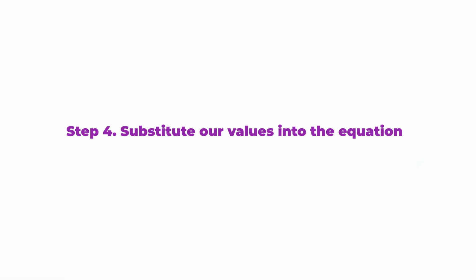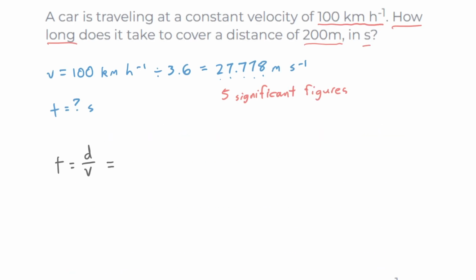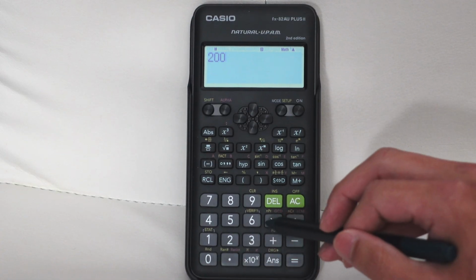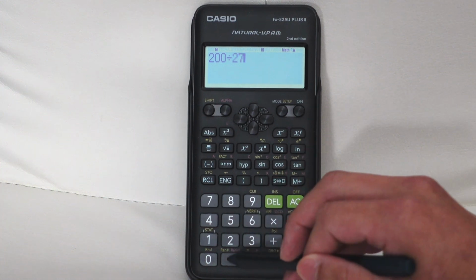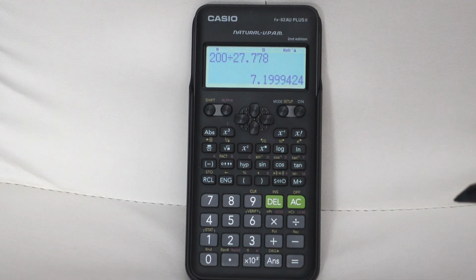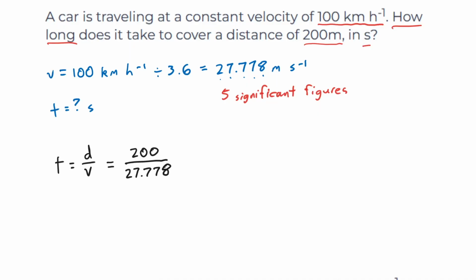Step 4. We substitute the values. So t is equal to 200 divided by 27.778. If we plug that into the calculator, 200 divided by 27.778, we get an answer of 7.1999424. If we round that to 2 significant figures, our answer is 7.2.